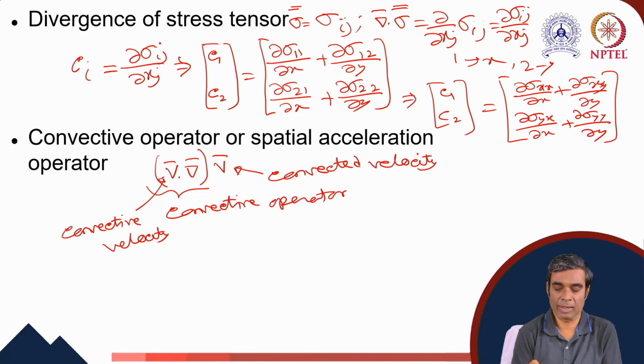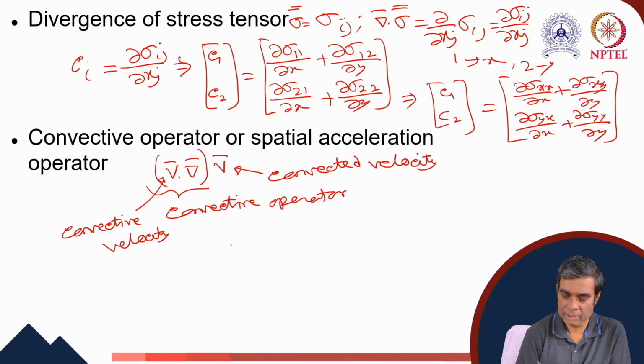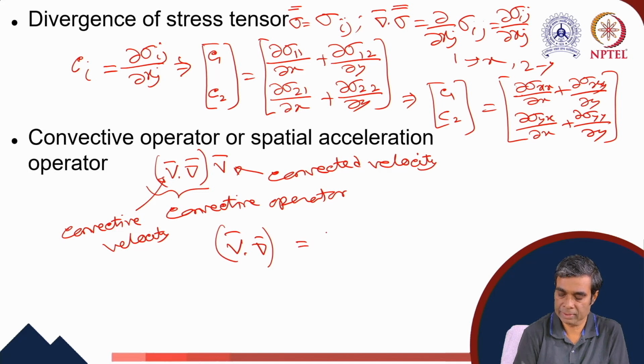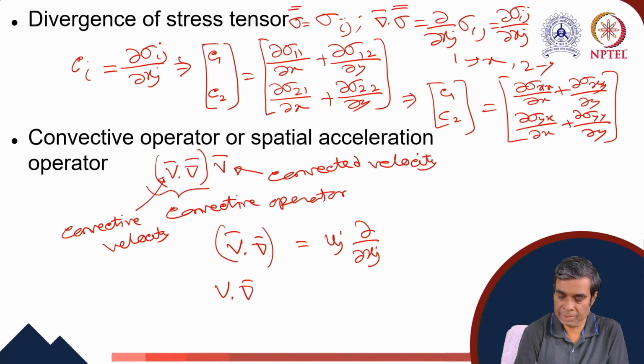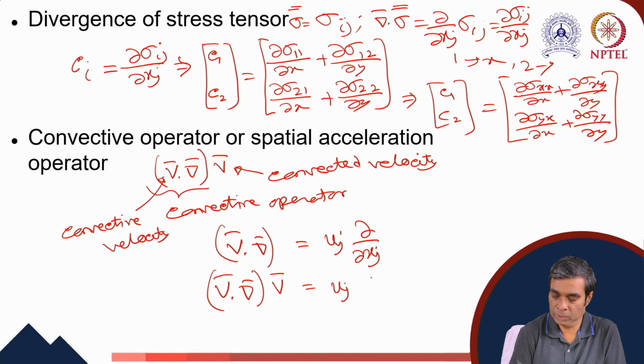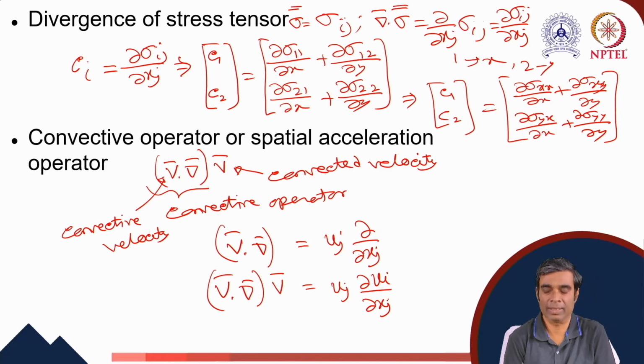So this is a nonlinear term, this full expression. This v bar dot del operator can be written as uj del/del xj. And when v bar dot del is operating on the velocity vector itself, we get uj del ui/del xj. So in this expression, we see that i is the free index and j is the dummy index, and because of that we say that this is a first order tensor or a vector.